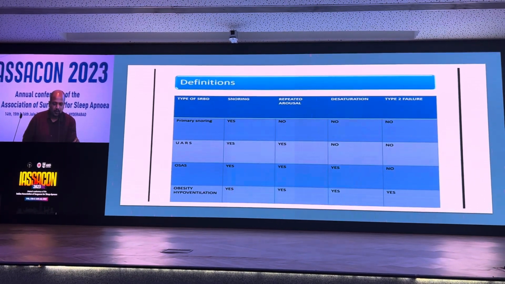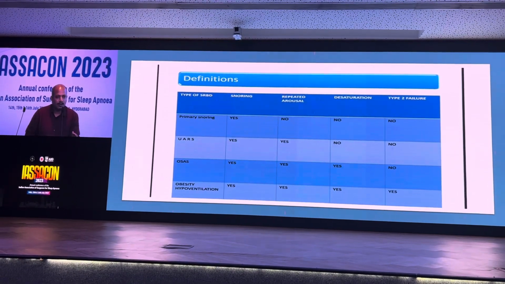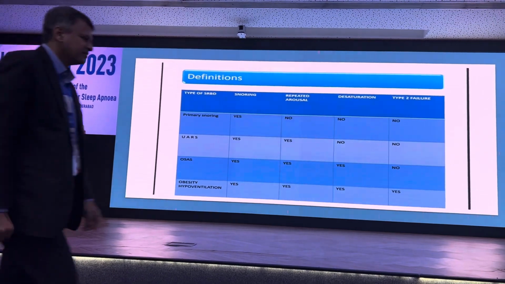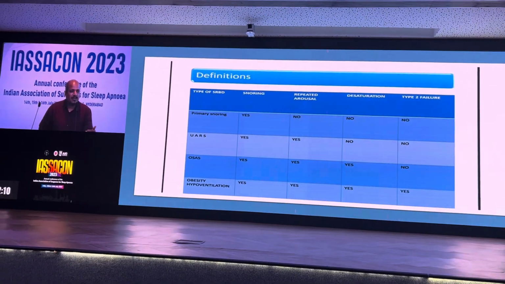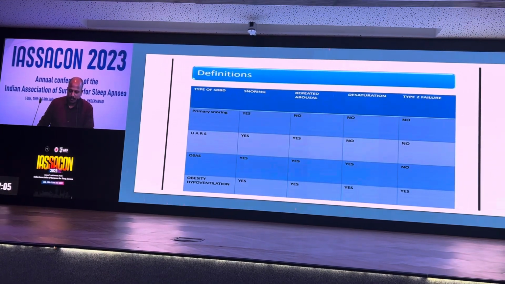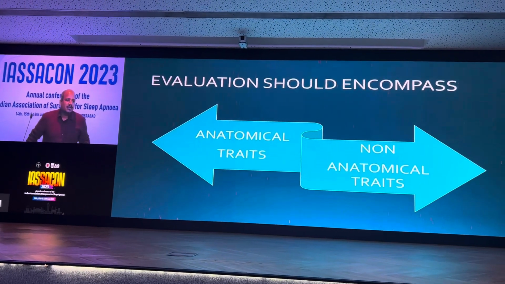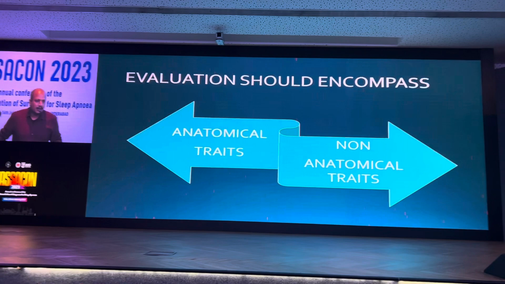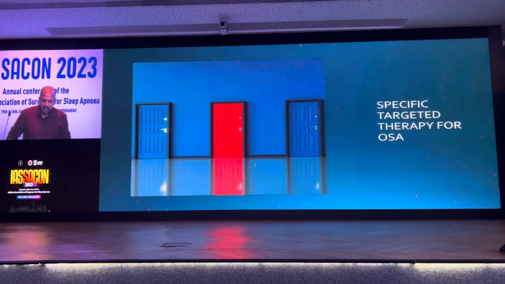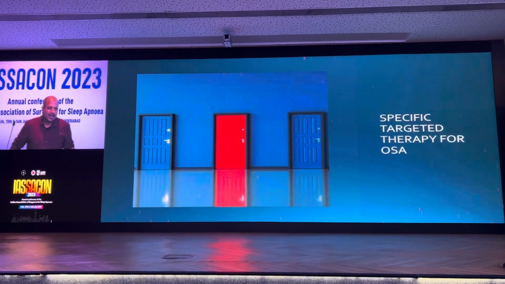In a patient with obesity hypoventilation syndrome, the patient has all the above, including type 2 respiratory failure. That means even when the patient is awake, the patient is having desaturations. So our evaluation should ensure that we address both anatomical traits and non-anatomical traits. As mentioned earlier, we need to find the right tool to open the right door to manage the patients adequately.